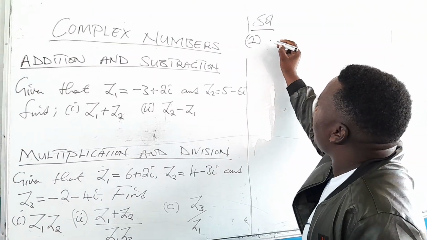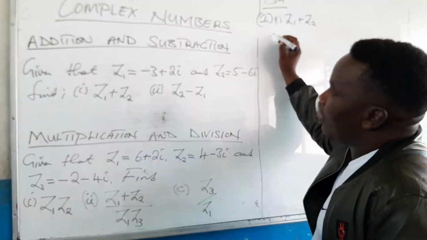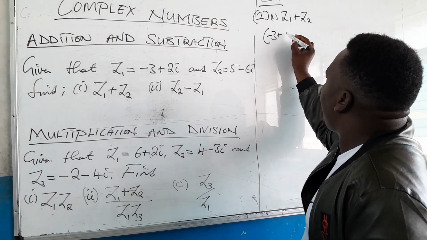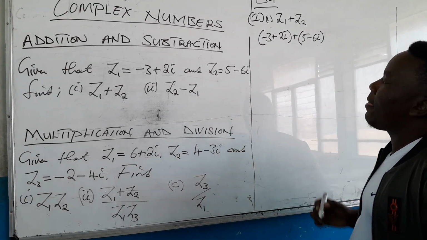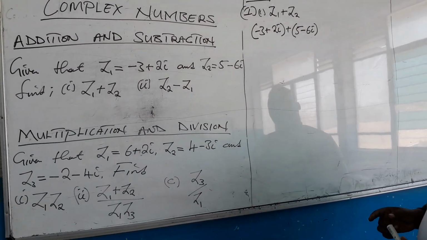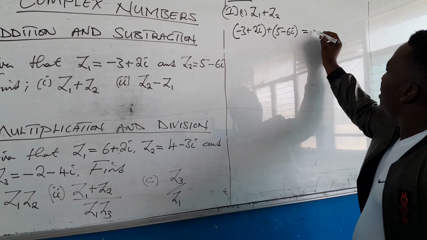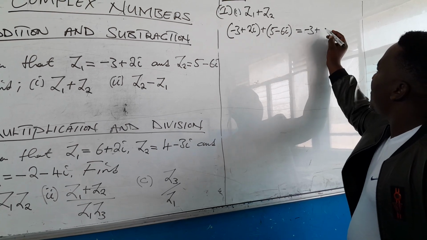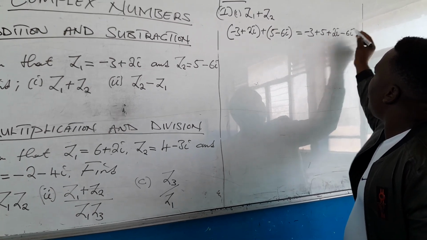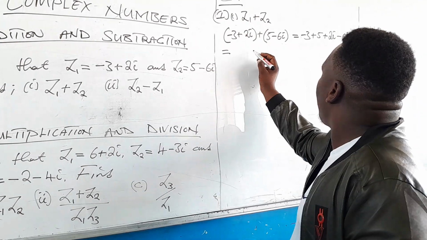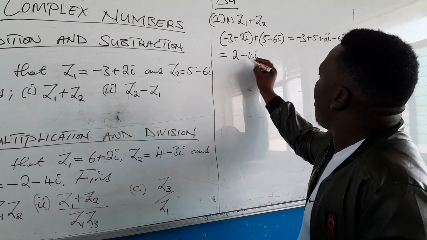So we have Z1 plus Z2. Our Z1 is negative 3 plus 2i plus our Z2, which is 5 minus 6i. So adding this, we're going to add what is real to what is real, what is imaginary to what is imaginary. So this is going to be negative 3 plus 5 plus 2i minus 6i. We put the right terms together. So this is going to be equal to positive 2, and this is negative 4i.